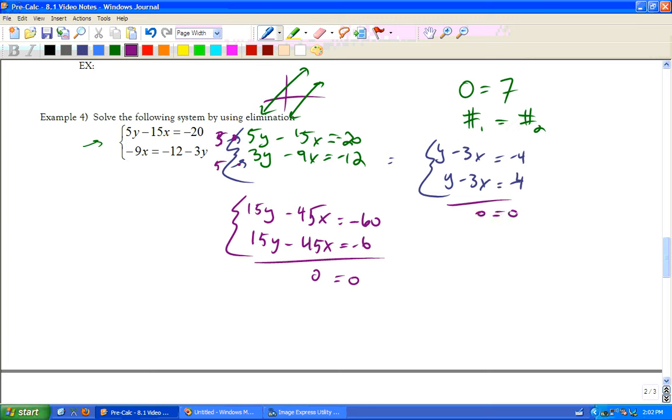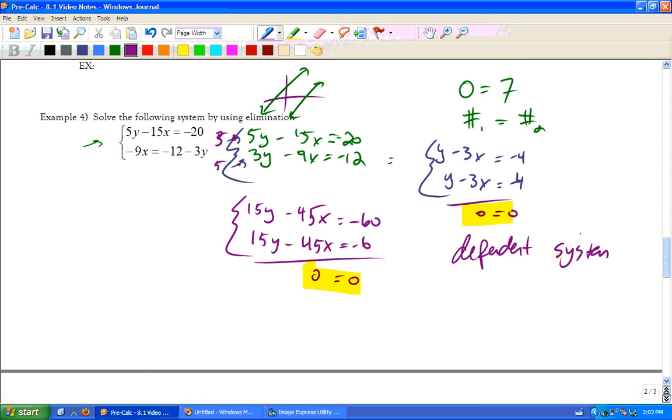These are two different ways to solve the same system, but either way, we're getting a statement that says 0 is equal to 0. Well, when does that happen? It always happens. 0 always equals 0, which makes these dependent. That makes this a dependent system.